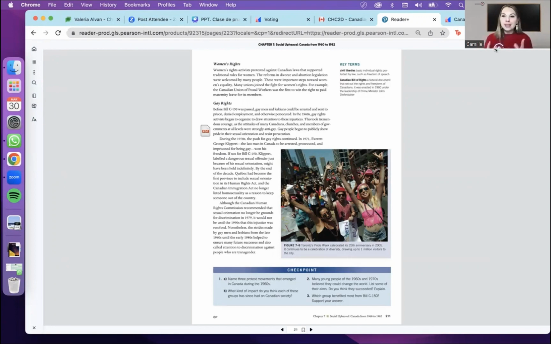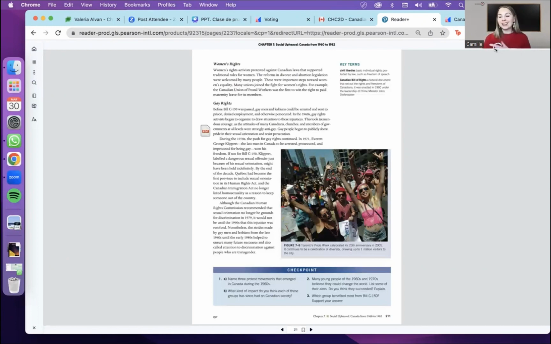This took tremendous courage, huge courage, as the attitudes of many Canadians, churches, and members of government at all levels were not really in line with that. They were strongly anti-gay, as we would say. So gay people began to publicly show pride, and we see less persecution. So we do see that big changes were made.